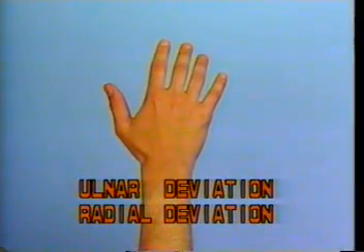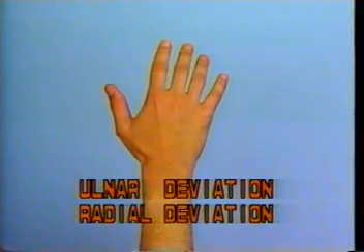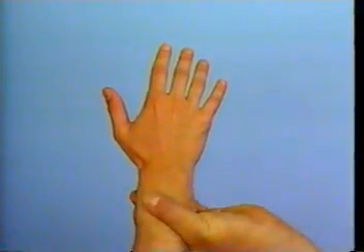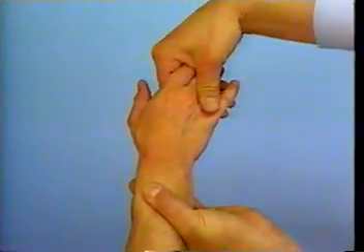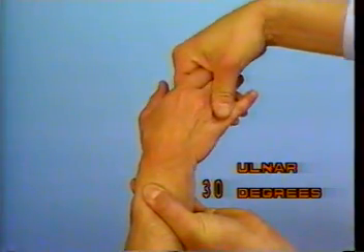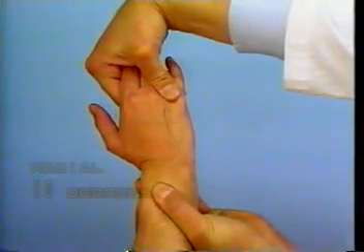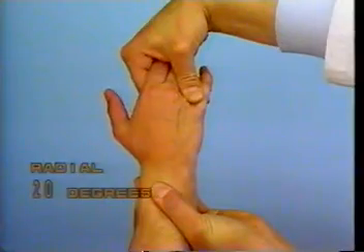Ulnar deviation, radial deviation. Stabilizing the forearm, assess ulnar deviation approximately 30 degrees and radial deviation approximately 20 degrees at the wrist.